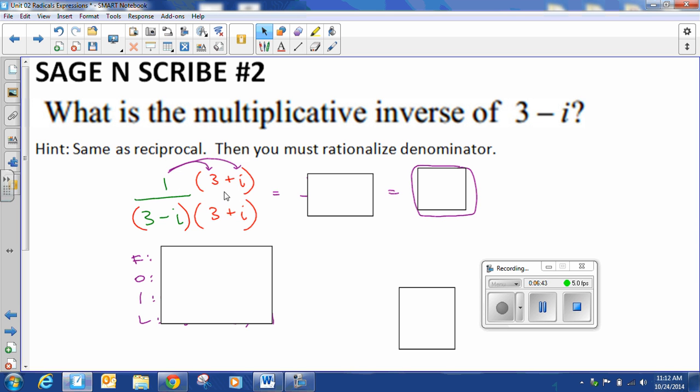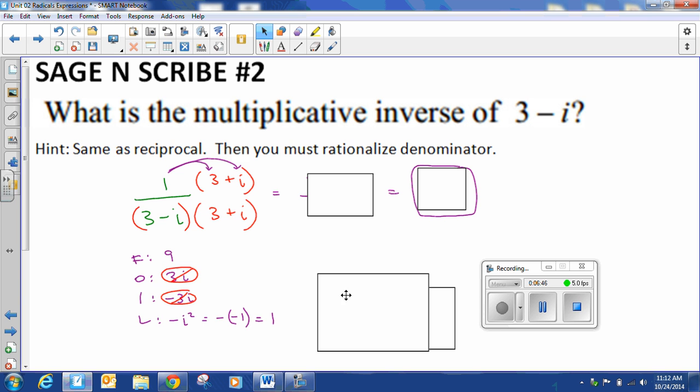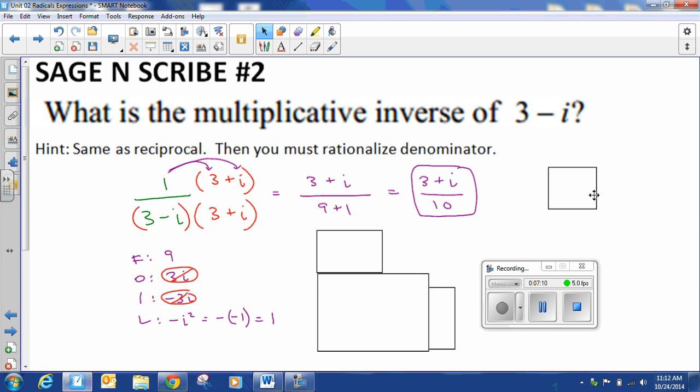So we FOIL the denominator, and you simply distribute 1 times 3 plus i in the numerator to give us 3 plus i. Anything times 1 is itself, that's easy. 3 times 3 is 9. 3i minus 3i cancel out. And the last term is negative i squared, which is negative negative 1, which is positive 1. Putting it all together, your final answer is 3 plus i over 10.